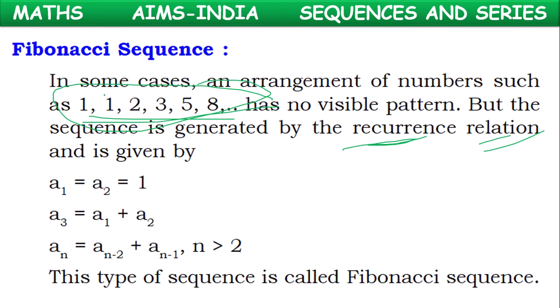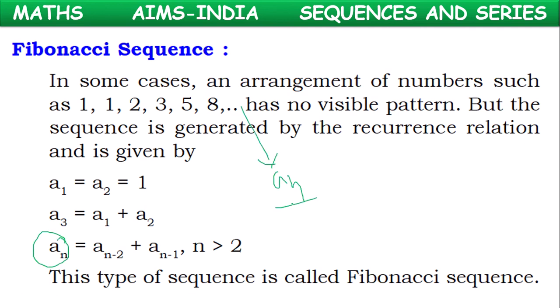Suppose you check all the terms. Here A1, A2, the first two elements, are 1, and A3 is 2, which is a sum of 1 and 1, A1 plus A2. A4 is 3, which is a sum of A2 and A3. A5 is 5, which is the sum of A4 and A3. In the same way, we can have the nth element An, which will be a sum of its previous term, An minus 1, and its previous term, An minus 2.